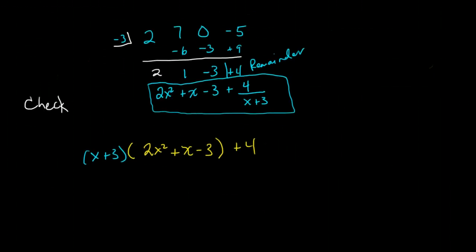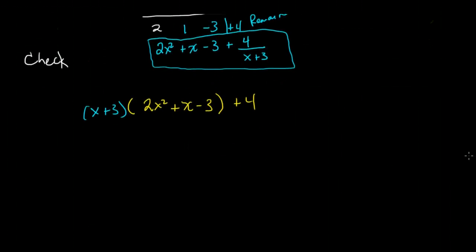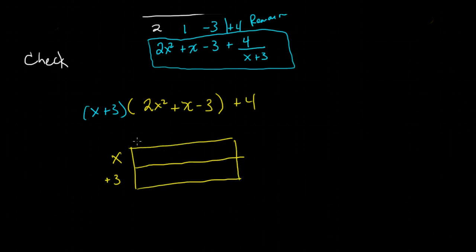So let's take a look at how to do this with an area model. And then we can't forget to add that 4 back in. So our area model says that I'm going to take x and a +3, and I'm going to multiply it by a quantity of 2x squared plus x minus 3.